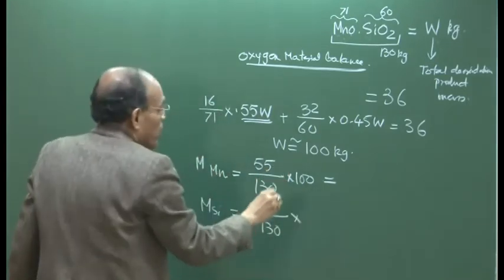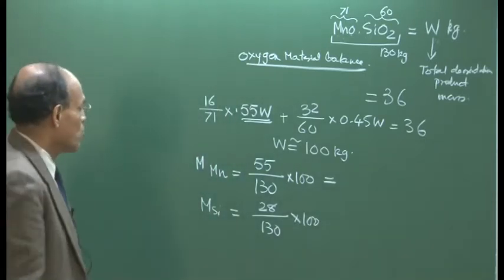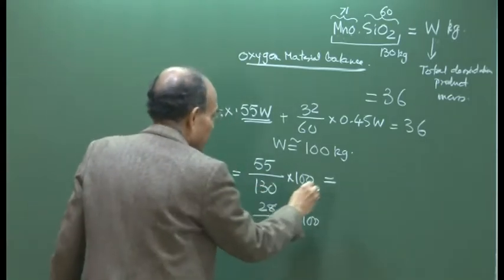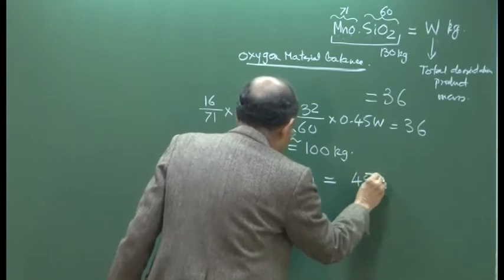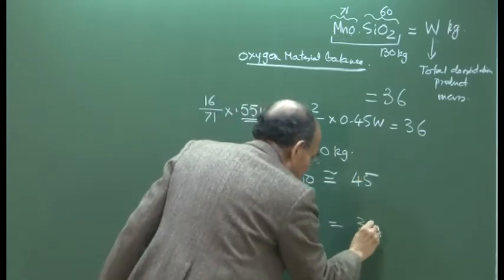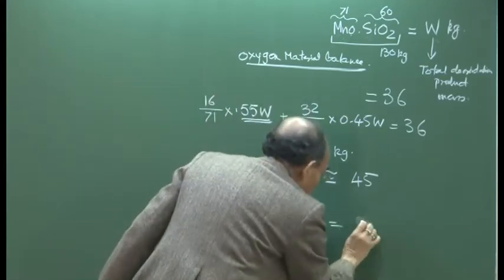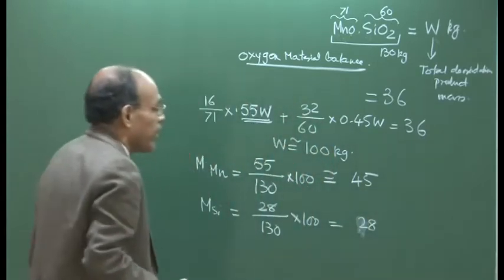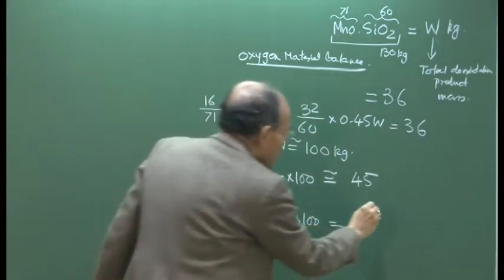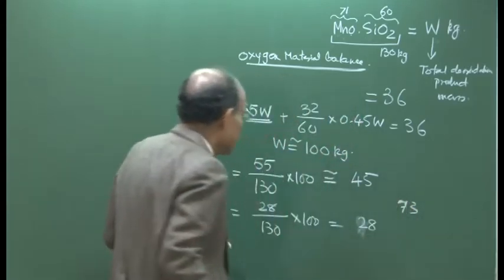So, therefore, in 100 kg of deoxidation product, how much is this going to be? This will come out to be something like 45 approximately, and this will come out to be something like 28. So, this is roughly about 73. So, what is the balance in that 100 kg?